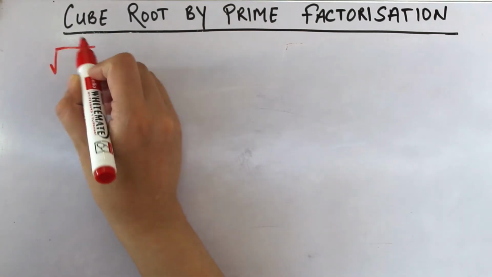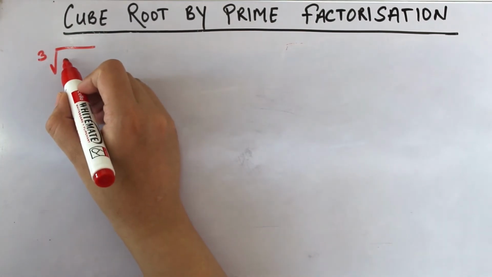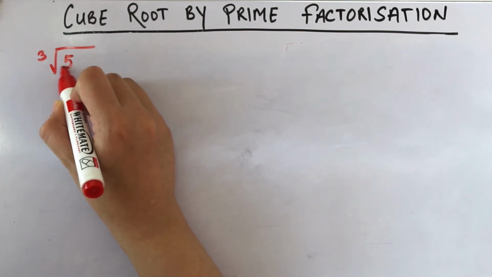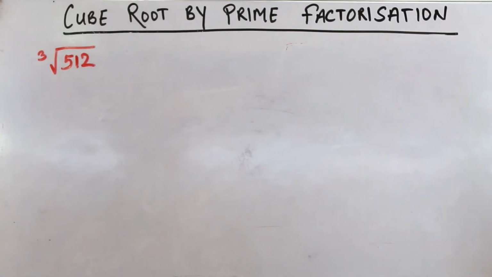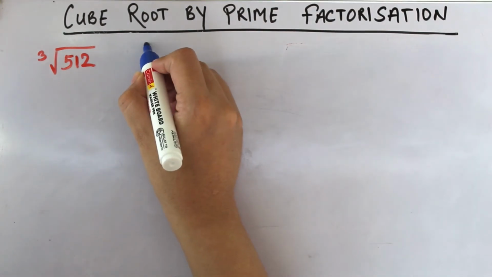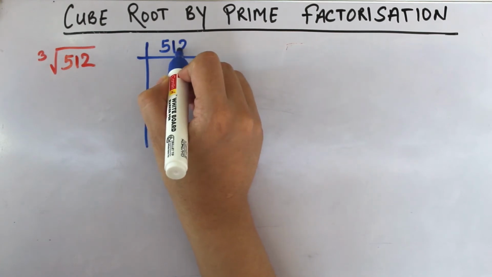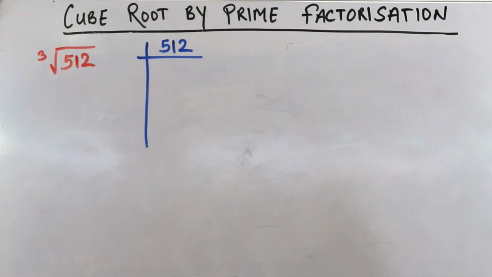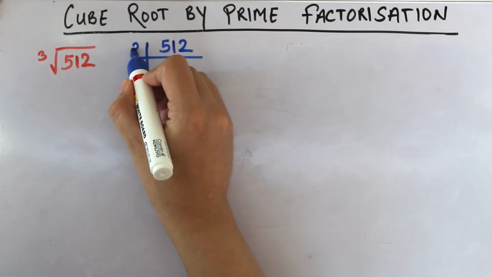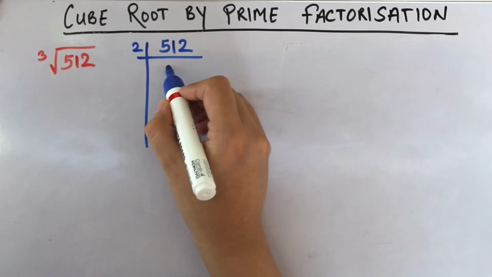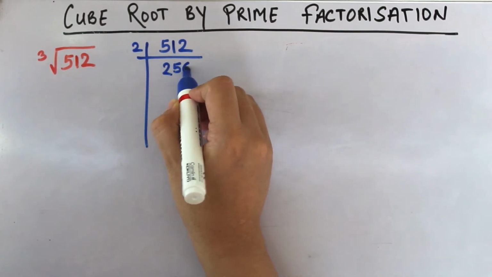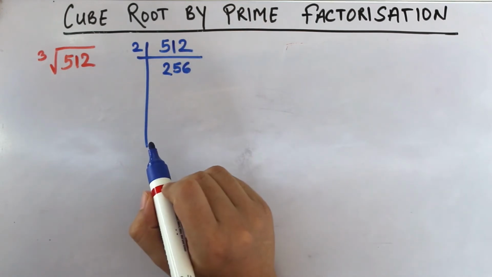Let's see another example of cube root. Suppose I have to find the cube root of 512. So I'll start with the same method: I'll use the prime factorization method and find the factors of 512. So 512 can be divided by 2. 2 multiplied by 256 gives me 512.